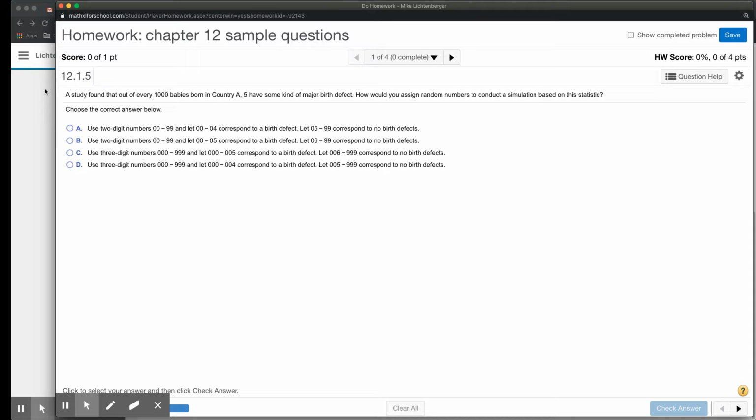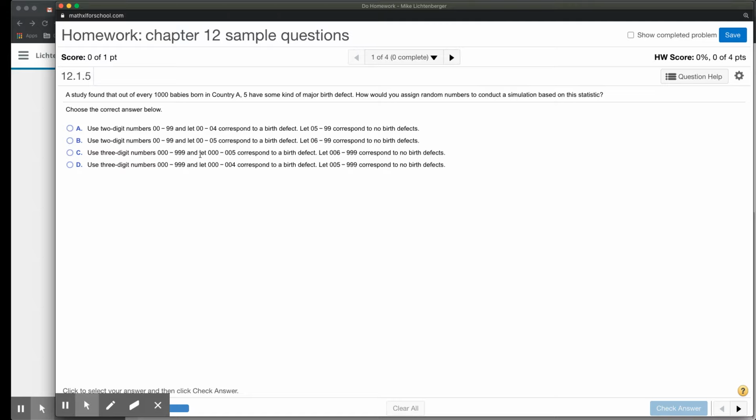Number one, a study found that out of every 1,000 babies born in country A, five have some sort of major birth defect. How would you assign random numbers to conduct a simulation based on this statistic? So the key is five out of every 1,000. That implies three-digit numbers. So that takes out A and B. So we know it's got to be C or D.